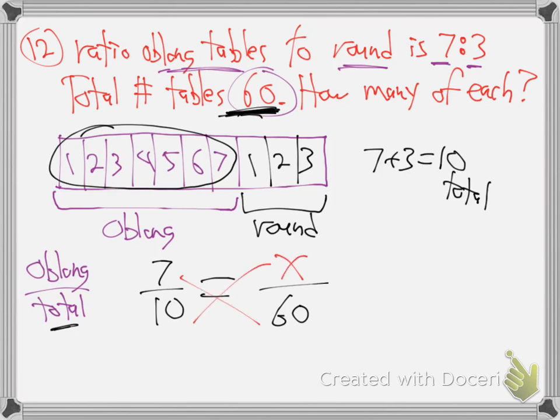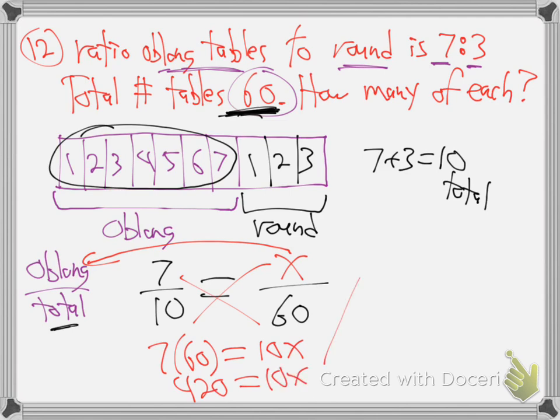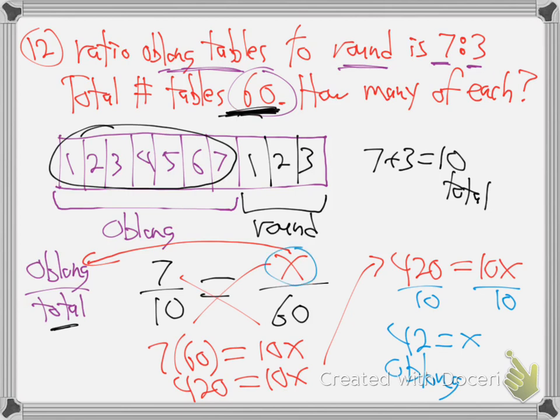Cross multiply. And notice that x is on the top, so it'll be oblong when I get it, right? That's why I write down the units, so I know what I'm finding and what I'm plugging in. Just to make sure I know where everything is as I do the problem. So cross multiply, 7 times 60 is 10 times x. That's 420 is 10x. And last step, just divide by the 10. 42. So 42 oblong. Remember, x is oblong because x was on the top and oblong was on the top. So 42 oblong tables.